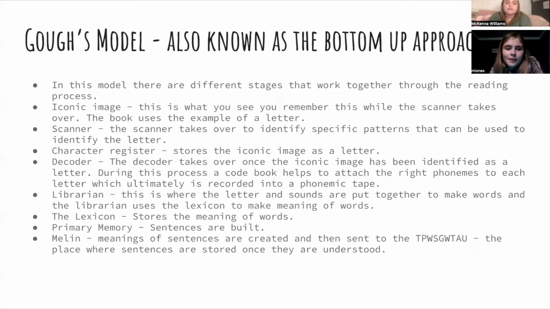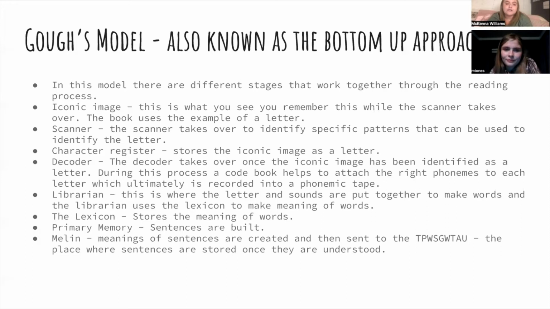The GOES model, also known as the bottom-up approach. In this model, there are different stages that work together through the reading process. The iconic image is what you see. You remember this while the scanner takes over. The book uses the example of a letter. The scanner takes over to identify specific patterns that can be used to identify the letter. The character register stores the iconic image as a letter.